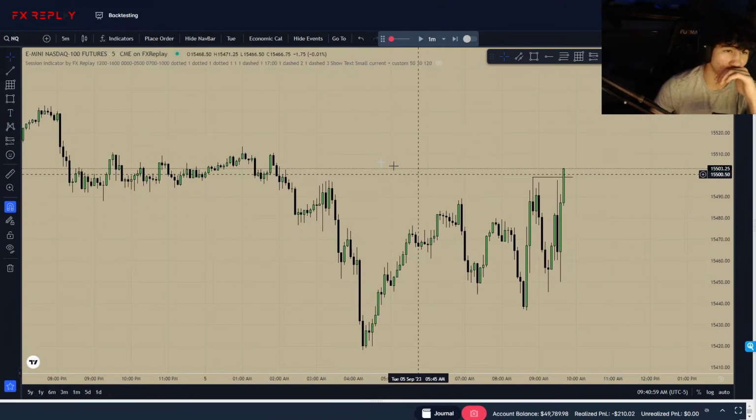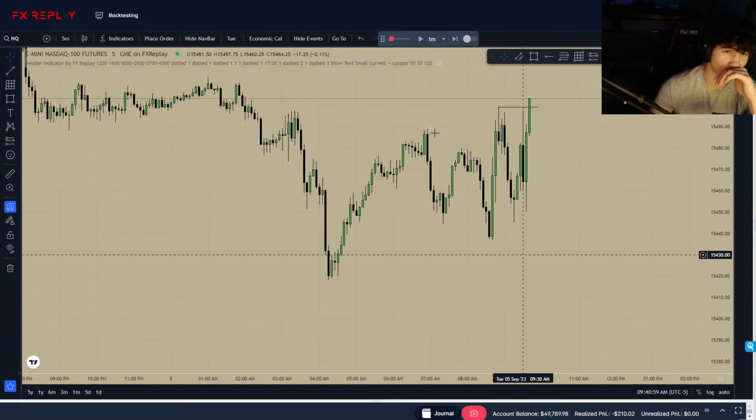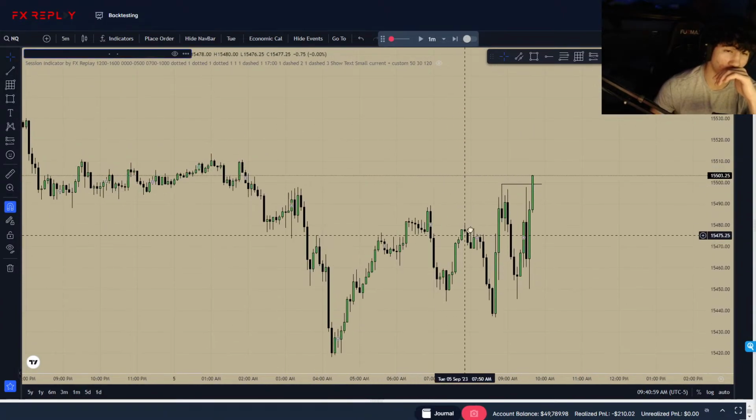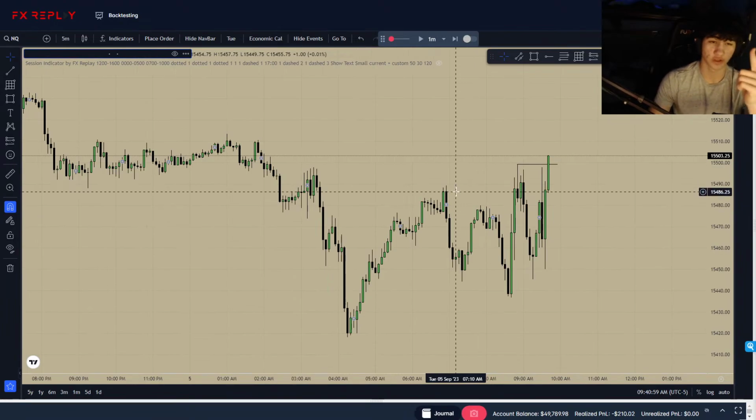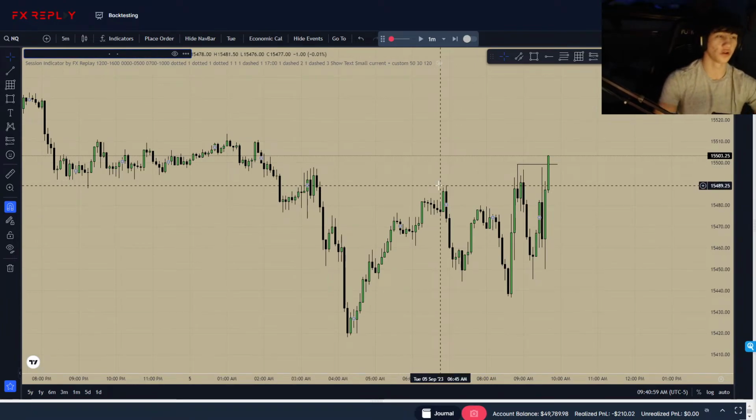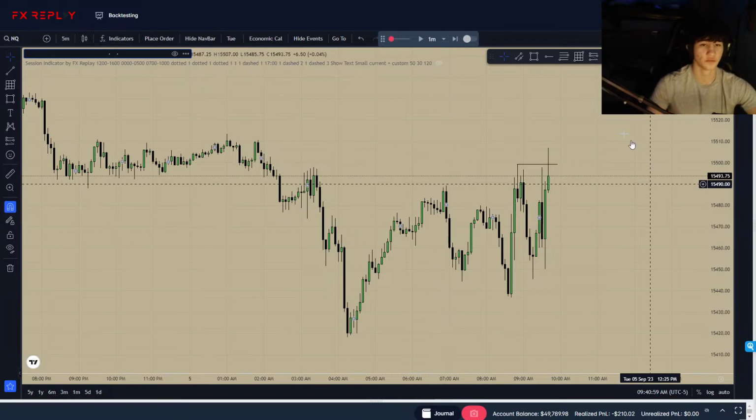Now, there's two things telling me. We had the Judas swing, which would typically send us lower, but where we're at on the higher time frame, we just took out that low. We're in kind of a seek and destroy profile on the higher time frame. Yep. Let's see what we do.